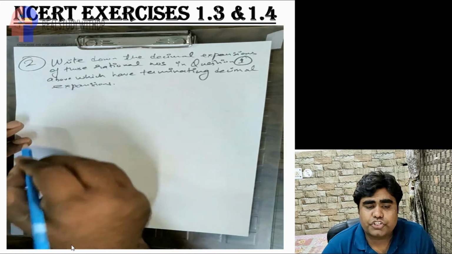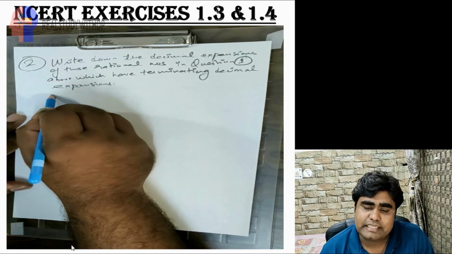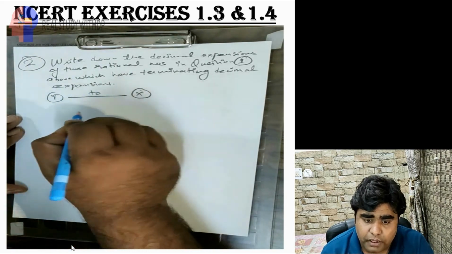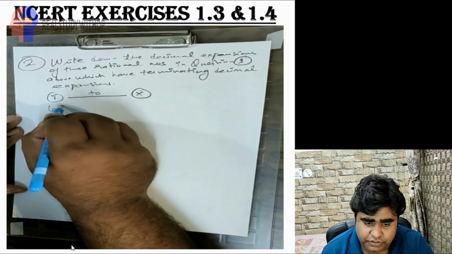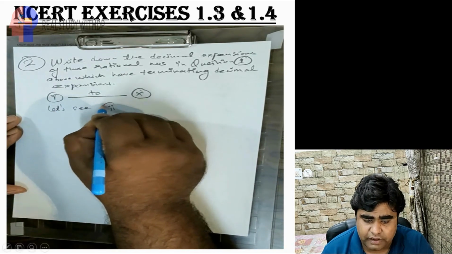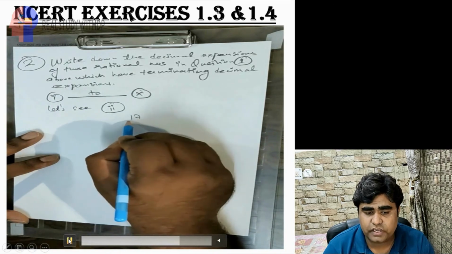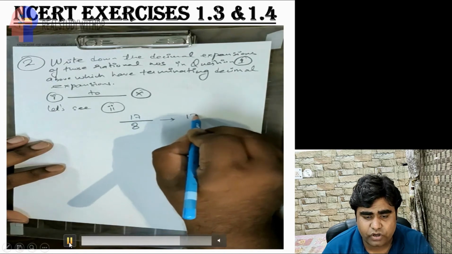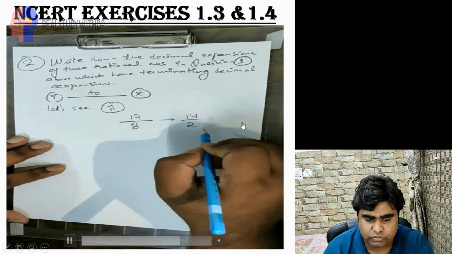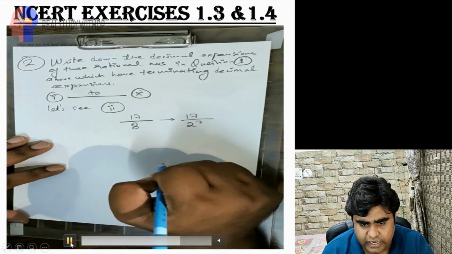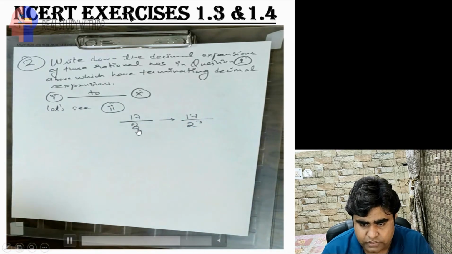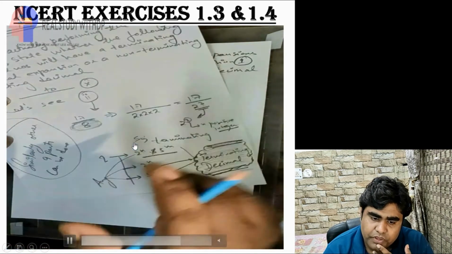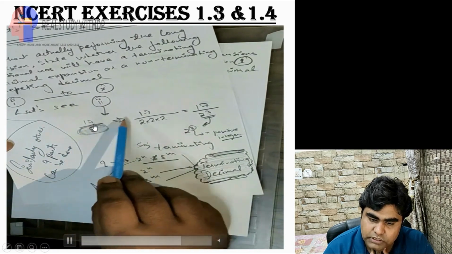So let's move on to question number 2. Write down the decimal expansion of those rational numbers in question 1 above which have terminating decimal expansion. So after doing question 1, in which we have mentioned which of them are going to be the terminating ones, I took only the second part to explain. In the previous question we took only the second part, and after performing it we have decided and written that 17 over 8 was a terminating number.